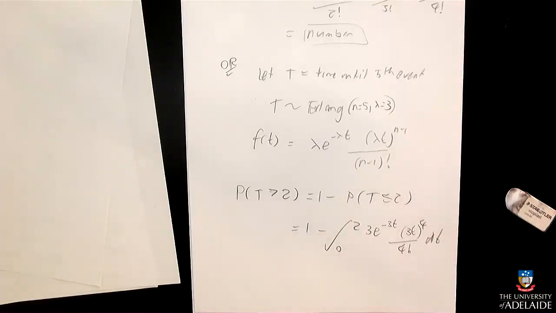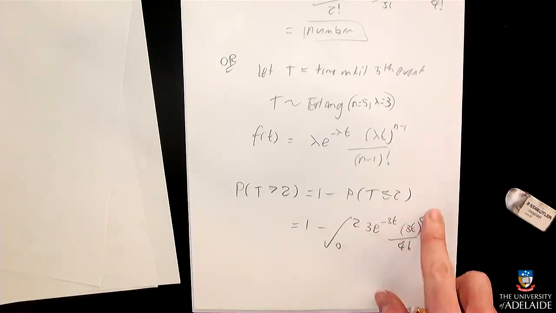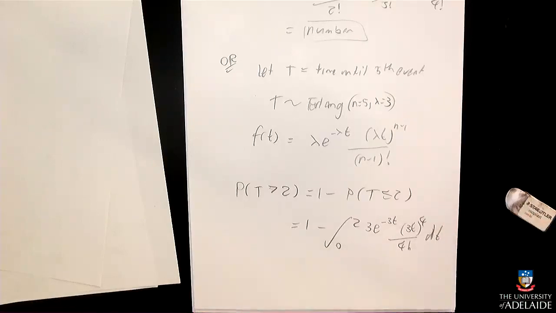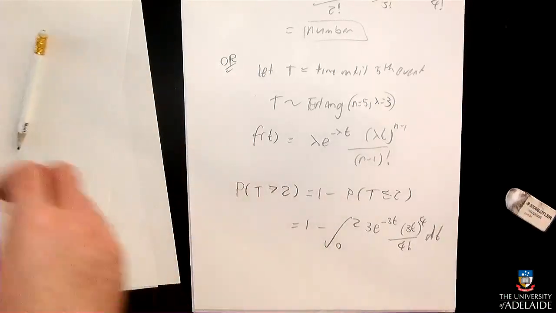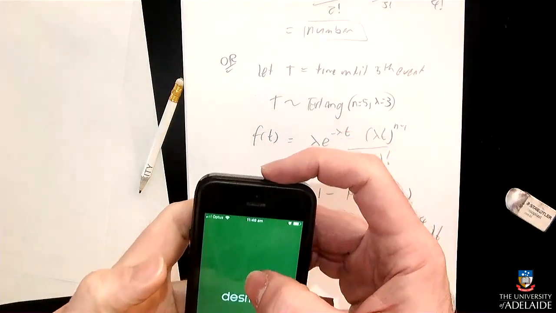There we go. Lambda was 3. The n was 5. And that looks like several layers of integration by parts. But if you have a good old graphics calculator like Desmos, which you won't have in the exam, but I really want to know what the answer is.